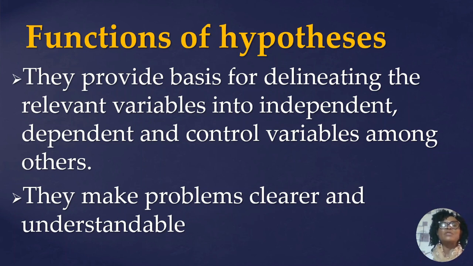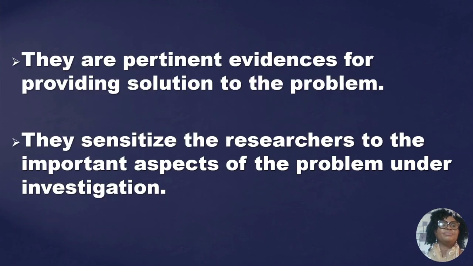These are things we must find in the hypothesis. They play their role most in the formulation of hypothesis. That's why I say they provide basis for delineating, controlling, narrowing, and scoping the relevant variables into independent, dependent, and control variables, among others. They make problems clearer and understandable. They are pertinent evidence for providing solution to the problem.